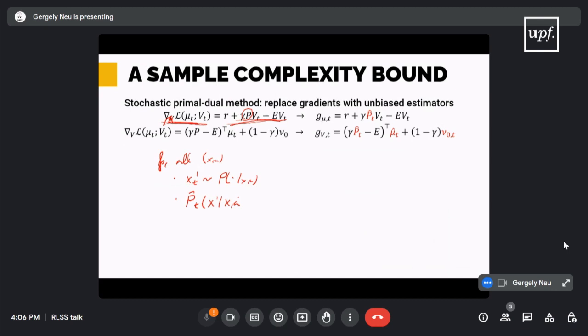of x prime given x, a as simply the indicator that the sample that I drew was x prime. This is an unbiased estimator of the transition function in this state, action, next state triple, and I can just plug this into my estimator, and this is going to give me an unbiased estimator of the gradient. So this is the power of this method, that it is very easily adapted to stochastic updates and stochastic gradients. Similar tricks can be done to come up with stochastic estimators for the gradient of the V player as well.